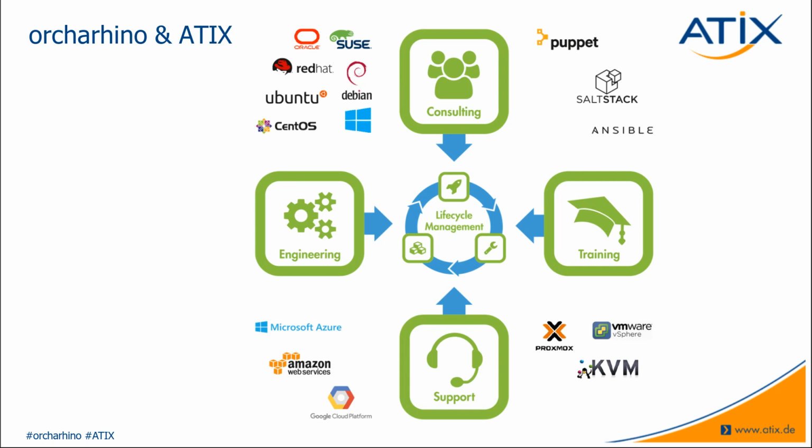With Orcharhino, we also support config management, the same as I mentioned before: Puppet, Ansible, and SaltStack. We are able to deploy virtual machines on several hypervisors, mainly VMware, KVM, Proxmox, but also other ones. Cloud deployment is supported using Microsoft Azure, Amazon Web Services, and the Google platform.